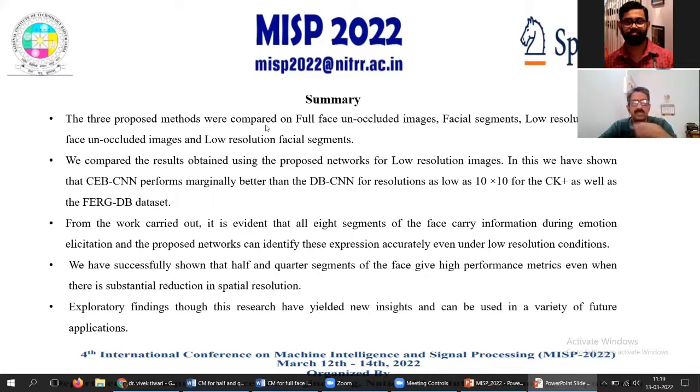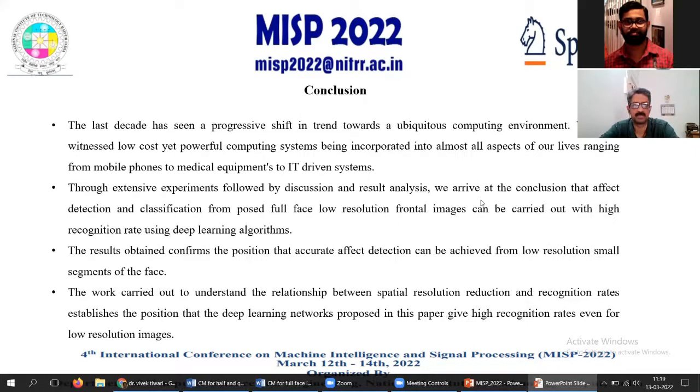Summarize: the three proposed methods were compared on full face and unoccluded images. We compare the results. From the work carried out, it is evident that all segments of the face carry information during emotion elicitation, and the proposed networks can identify these expressions even under low resolution images. We have successfully shown that half and quarter segments of the face give high performance metrics even when there is substantial reduction in spatial resolution. Exploratory findings through this research have yielded new insights and can be used in a variety of future applications. This is the conclusion.